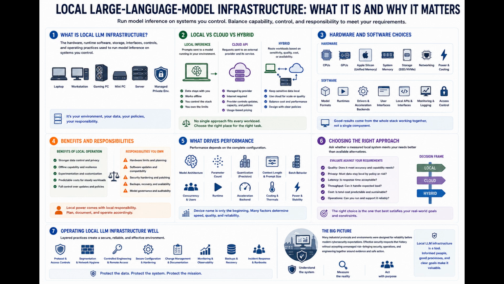Hardware choices include CPUs, discrete GPUs, unified memory systems such as Apple Silicon, system memory, storage, networking, power, and cooling. Software choices include model formats, runtimes, drivers, user interfaces, local APIs, monitoring, and access control. Local operation can improve data control, offline capability, experimentation, customization, and cost predictability for steady workloads. It also transfers responsibility for hardware limits, software updates, security, backups, availability, and model governance to the operator.